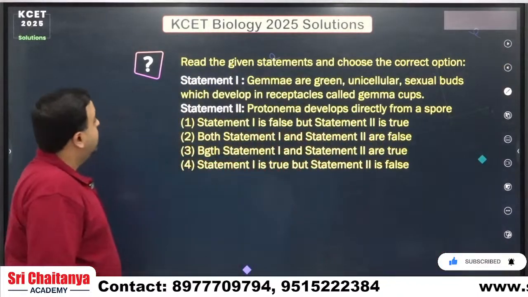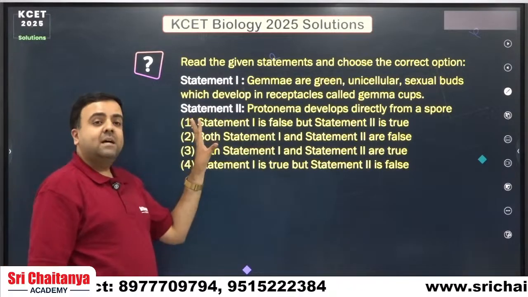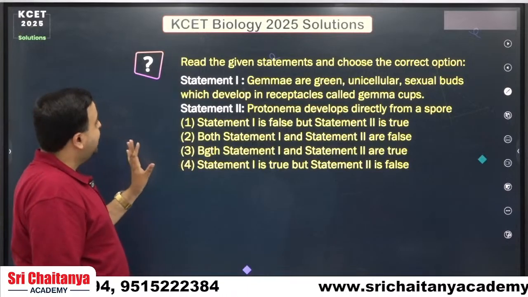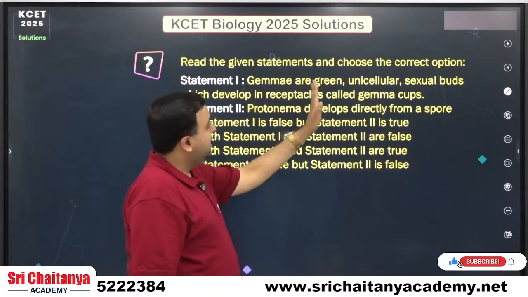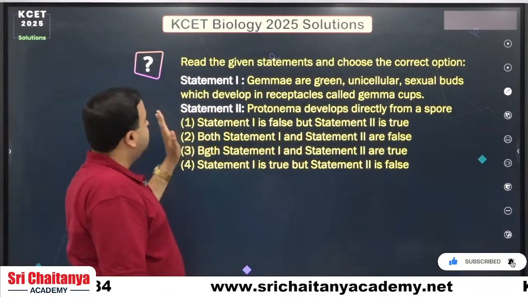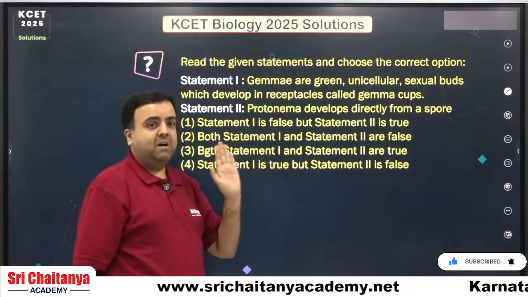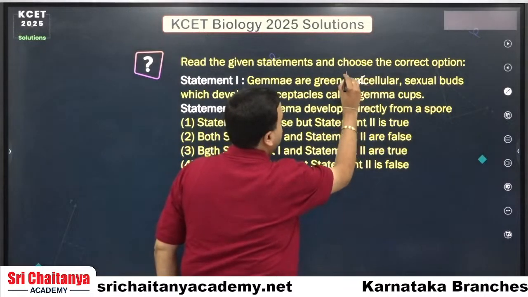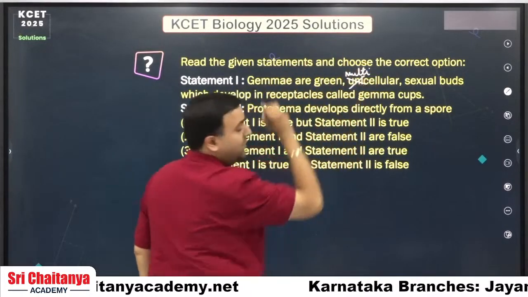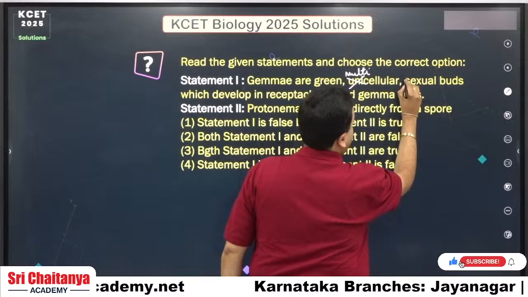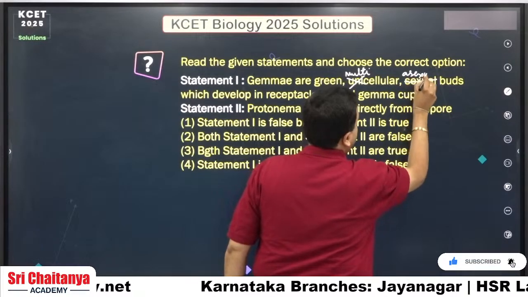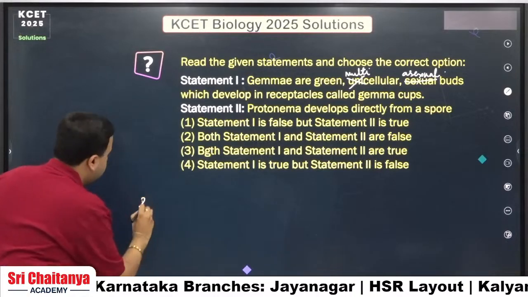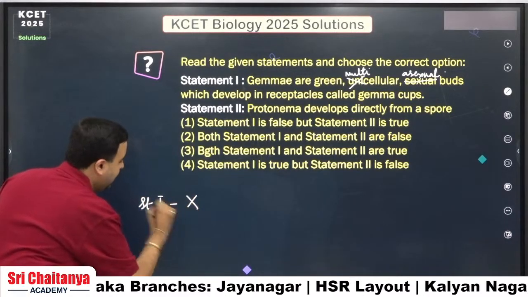Next, read the given statement. So this question is coming from the chapter Plant Kingdom and it refers to bryophytes. So here it is telling me that gemmae are green unicellular sexual buds which develop in receptacles called gemma cups. Now here you have to pay attention, because gemmae are not unicellular but they are multicellular structures, and they are not sexual but they are asexual buds. So therefore, from this we understand statement 1 is incorrect.